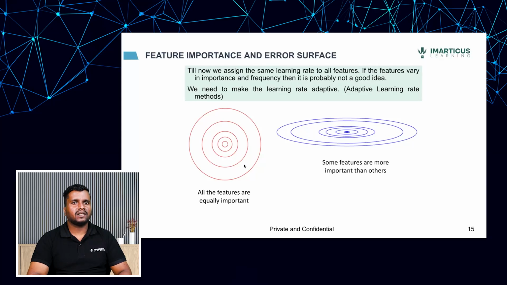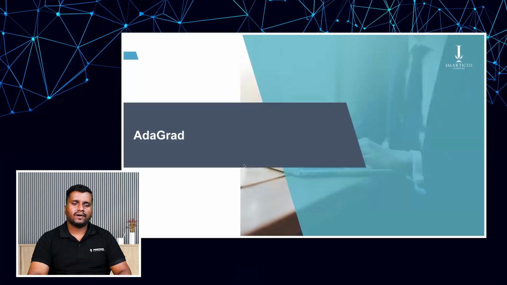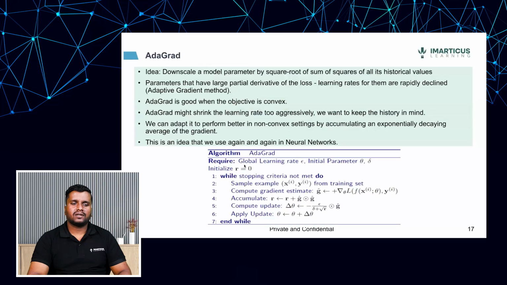If all the features are equally important, that is fine, but there are certain cases where some features are more important than any other feature. In such instances, we can use adaptive learning methods, which can improve the gradient descent or the gradient value. That is where AdaGrad comes into the picture. AdaGrad is a method where we downscale a model parameter by the square root of the sum of squares of all its historical values, and we keep on accumulating these squared values.